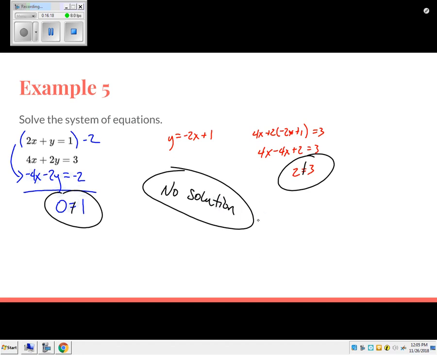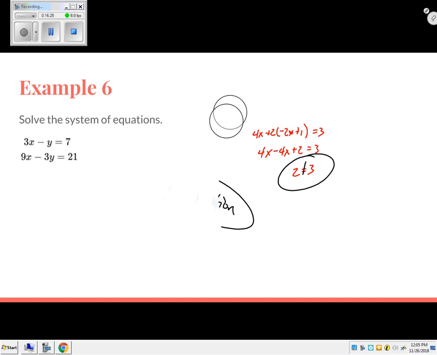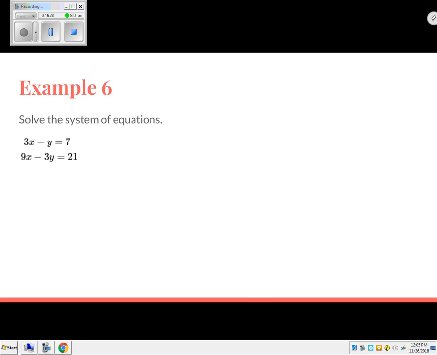Let me work this one together. I might teach this a little bit differently than your previous teacher might have done. But I'm looking at this, it's a y by itself. Substitution wouldn't be too bad, but with a negative 1, I'm going to end up dividing everything by -1. Instead of doing that, I'm just going to go ahead and multiply this top one by a -3. So it's going to give me -9x plus 3y equal to -21.